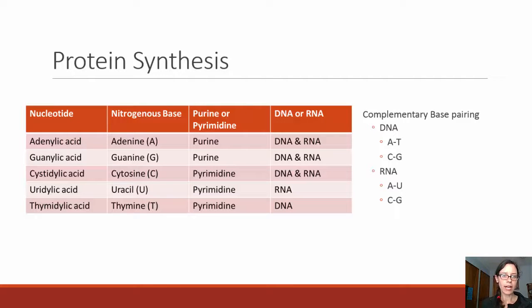And here's a table of our nitrogenous bases. Hopefully this looks pretty familiar to you. So we know that specific bases pair with specific other bases. So in DNA, our adenine binds to our thymine, whereas in RNA, our adenine binds to uracil. And in both DNA and RNA, the guanine and cytosine bind together.